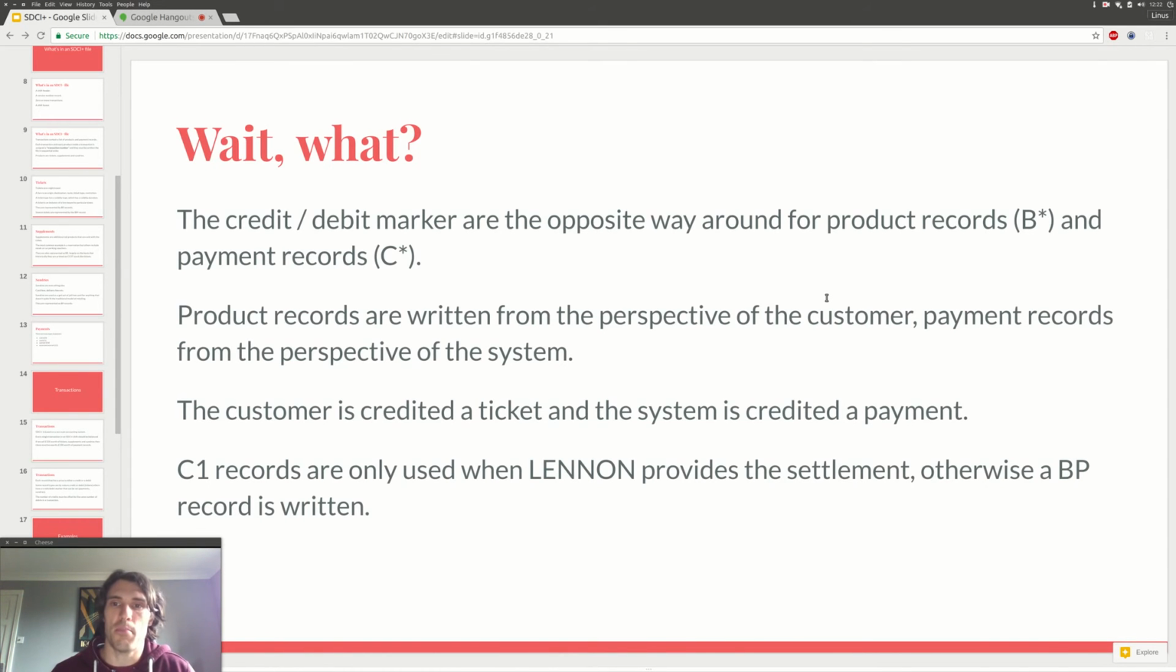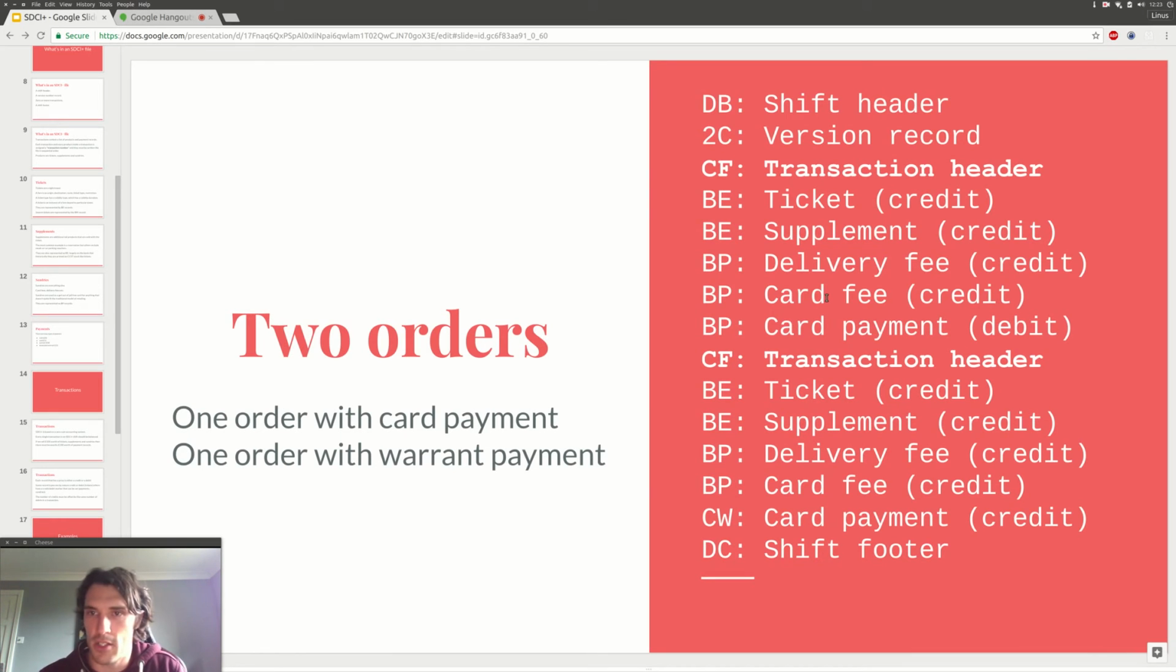But that's basically it here. So we can just quickly skim through it again. We're giving a ticket, we're giving a supplement, we're giving some card fees because we're very generous like that, and then we take a BP payment, and then the other one is the same thing, but everything is listed as credit. However, in the second transaction, as it's a CW record, effectively the value of the CW record is offset by the B records, and so everything equals 0, and life is good.